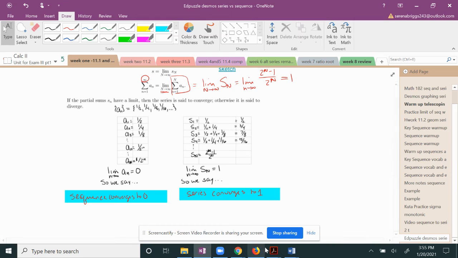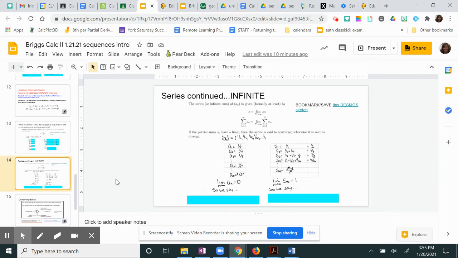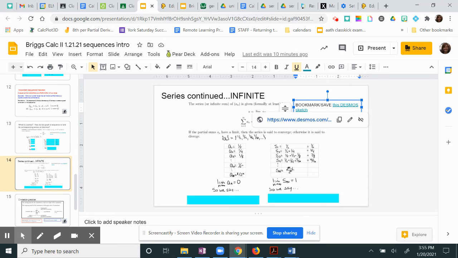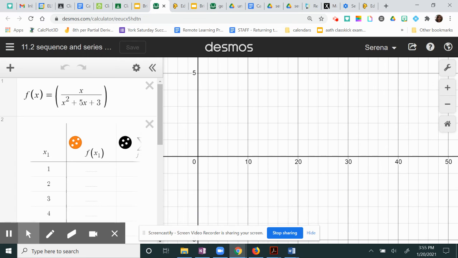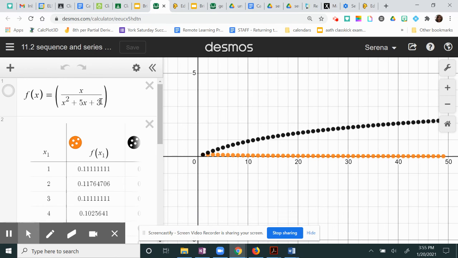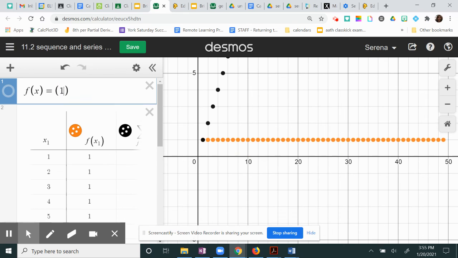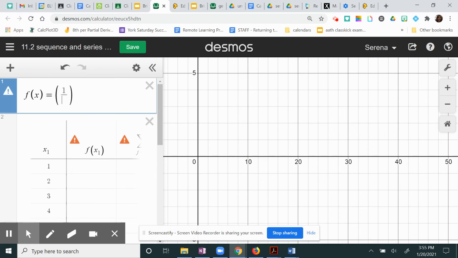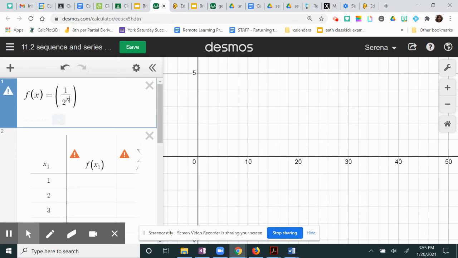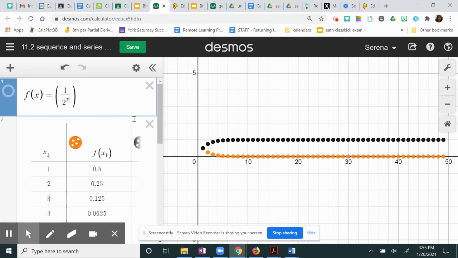So I'm going to go to my slide 15 here and find my Desmos sketch link and open up that Desmos sketch. You should bookmark this sketch. It's a pretty important sketch. We're going to use it a lot. I put my sequence formula in here. Remember, it was 1 over 2 to the n was my sequence formula. Except for instead of putting n, put x, okay?